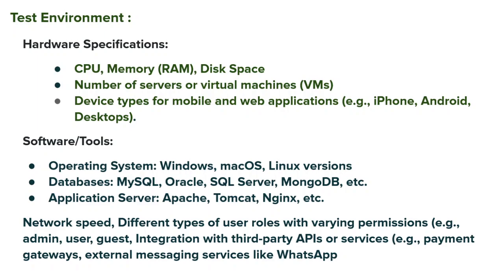What comes under the hardware specifications? Hardware specifications can include CPU, memory, RAM, disk space, number of servers or virtual machines. In some organizations, we need different types of hardware specification machines. Practically, sometimes it is not possible to have all the combinations of different types of hardware machines available physically. In such cases, some organizations can use virtual machines as a test environment.